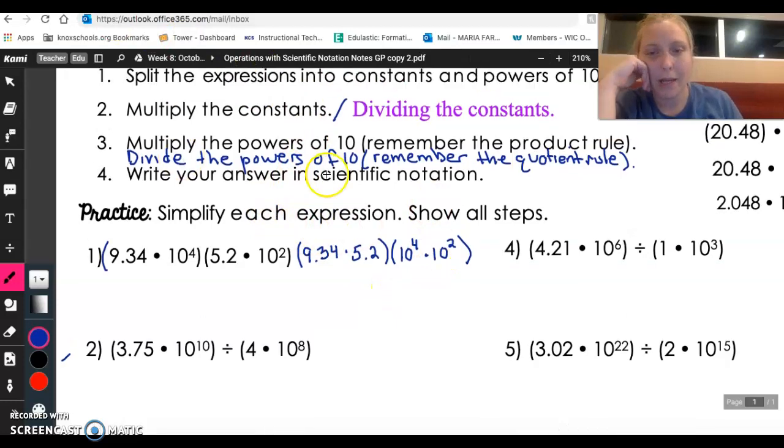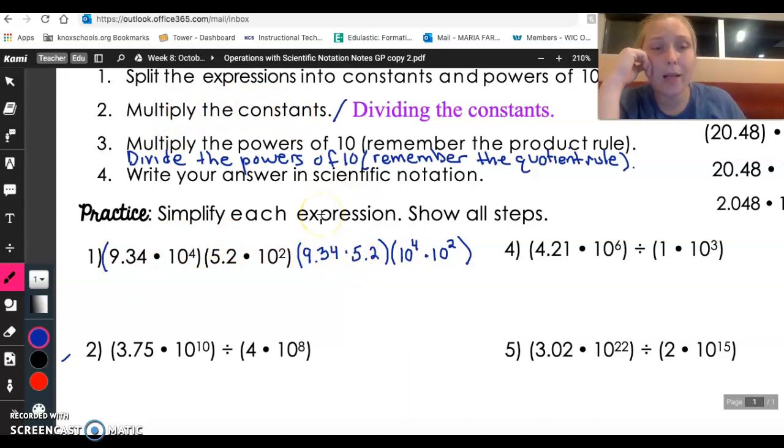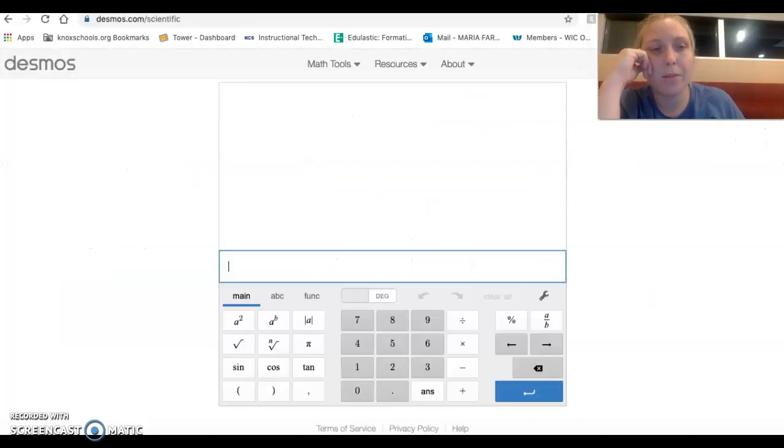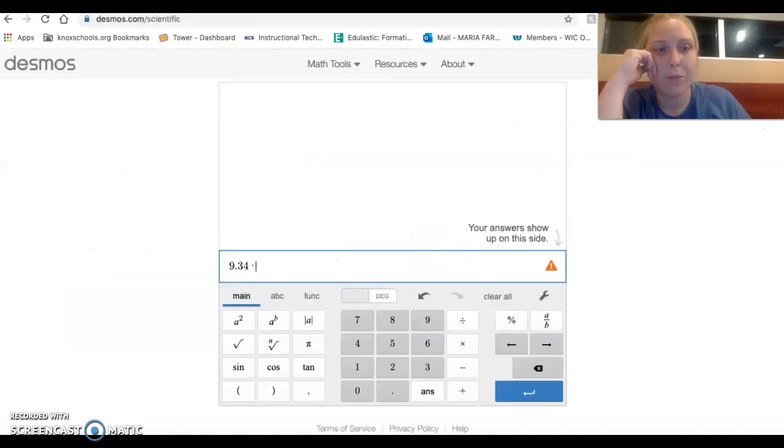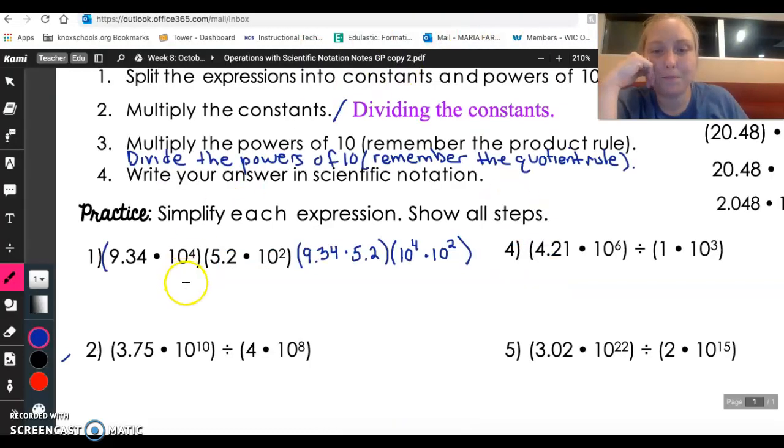The second step says that I need to multiply the constants since we're talking about multiplication. That's these numbers here. You can use your calculator for this step. So I have 9.34 times 5.2. I'm going to pull up my calculator. We have 9.34 times, and of course I forgot that number already, 5.2. And that equals 48.568.